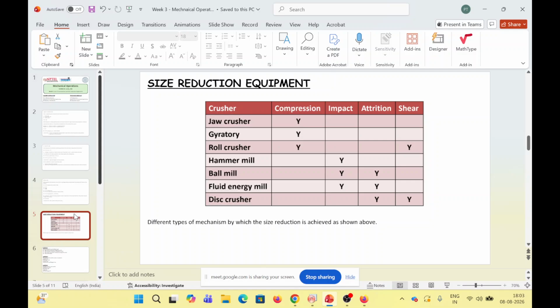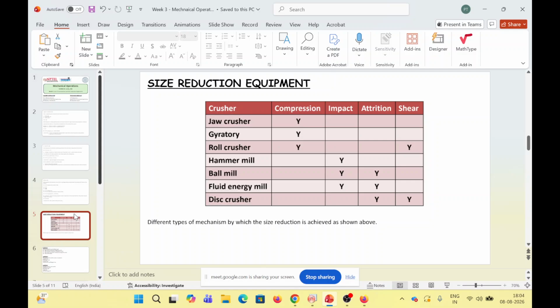In the case of compression, you use a single force. In the case of impact, you hold the particle between two rigid forces. In the case of attrition, you scrape the particles between two rigid surfaces. And in the case of shear, you use particle-particle interaction or some sort of fluid to apply shear force on them, and because of this shear force, the particle breaks.